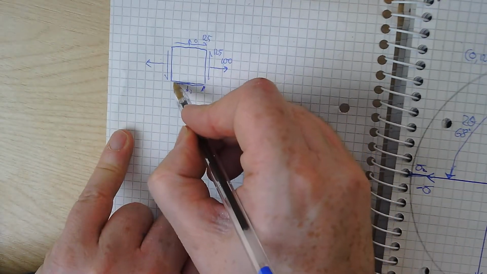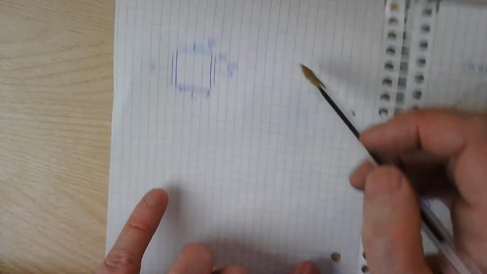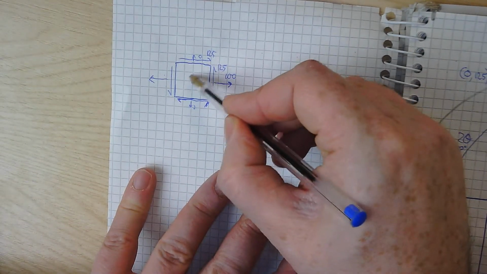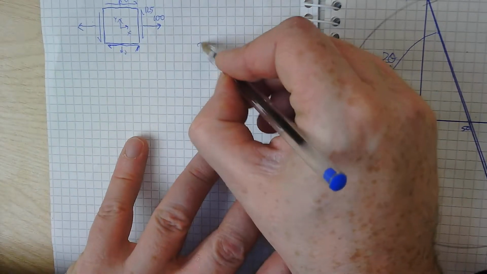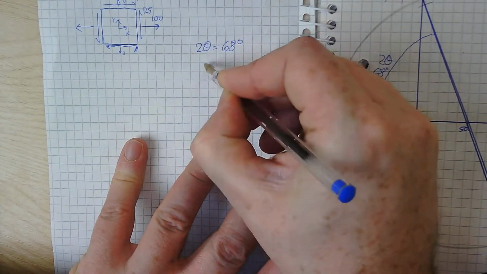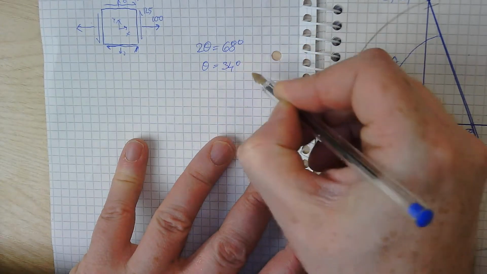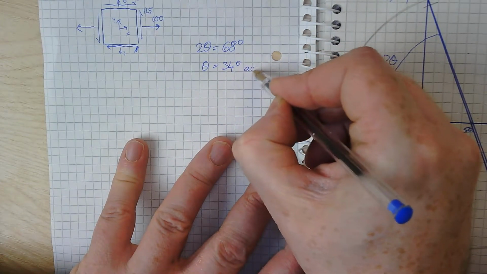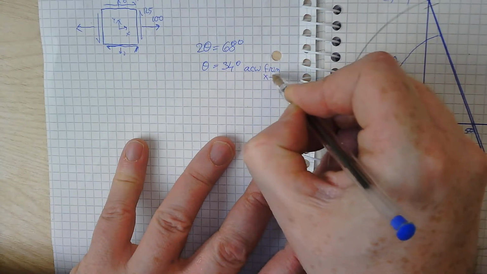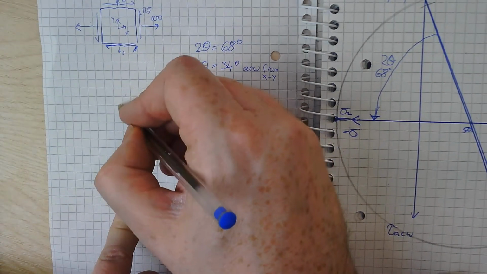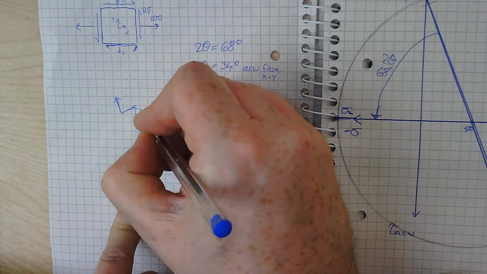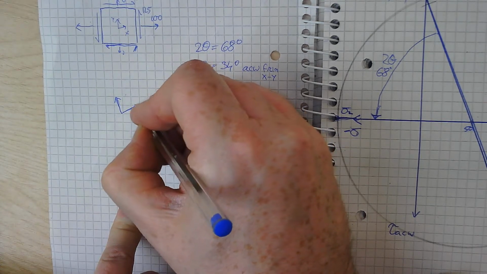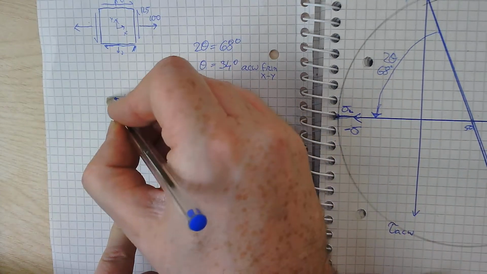Sorry, that's the wrong way there. In our new coordinate system, if we were to draw a new coordinate system, x and y, rotated 34 degrees, so let's say 2 theta is equal to 68 degrees, theta is equal to 34 degrees, and that's 34 degrees anti-clockwise from xy. So if we created a new coordinate system, 34 degrees from our original, and call that x1, y1.